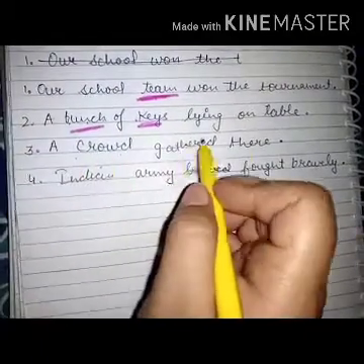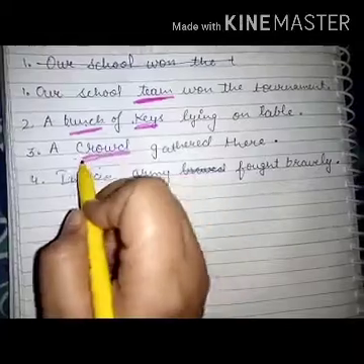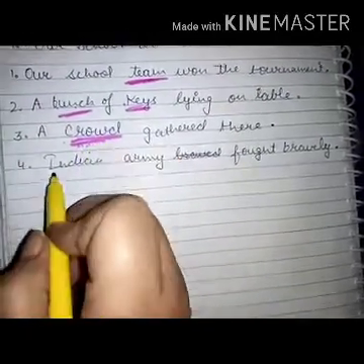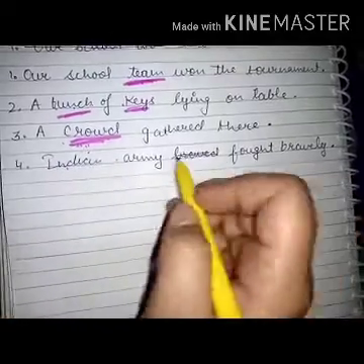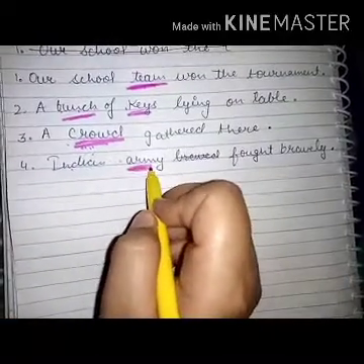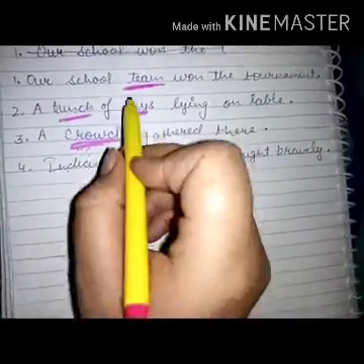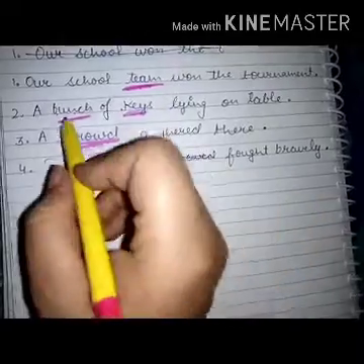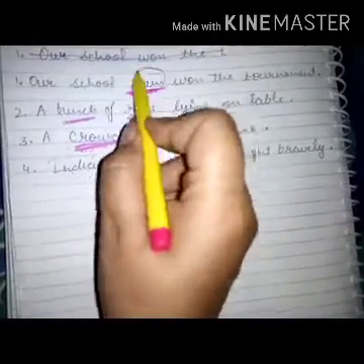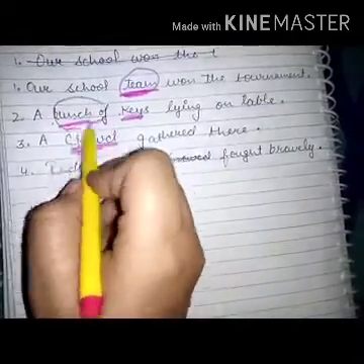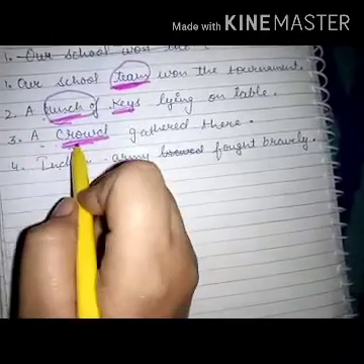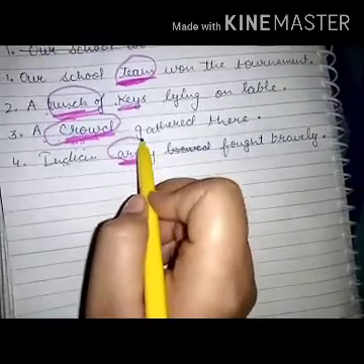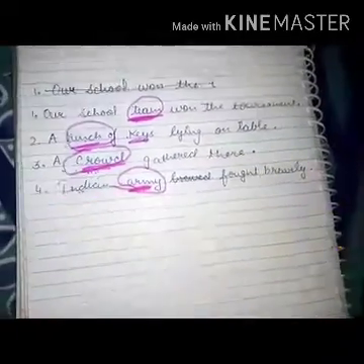A crowd gathered here. Crowd means bheed. So crowd is a collective noun. Indian army fought bravely. So they are a collective noun. When we talk about group, there is a collective noun. Our school team, team is a collective noun. A bunch, bunch is a collective noun. Indian army, army is also a collective noun.